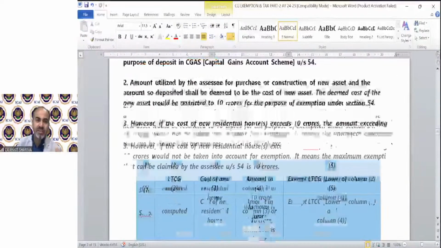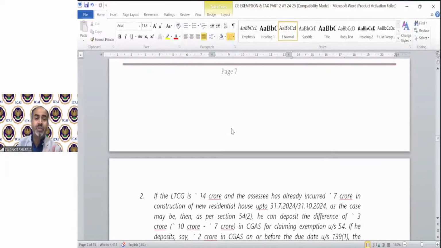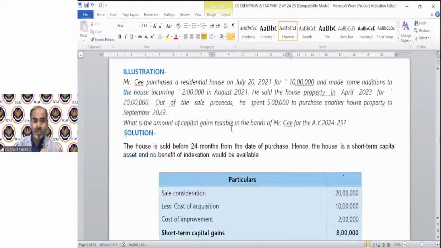Now there was some clarification. These clarification points number 1, 2, 3, the examples we have discussed. This was related to section 54. Clear?